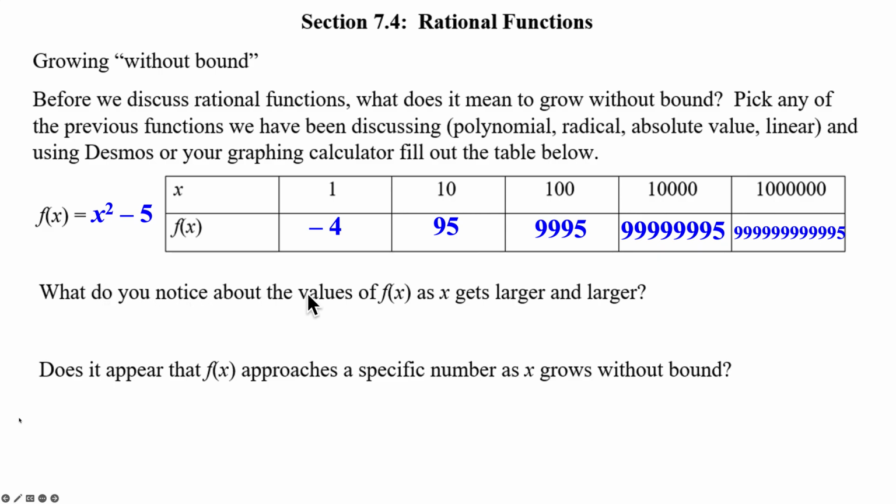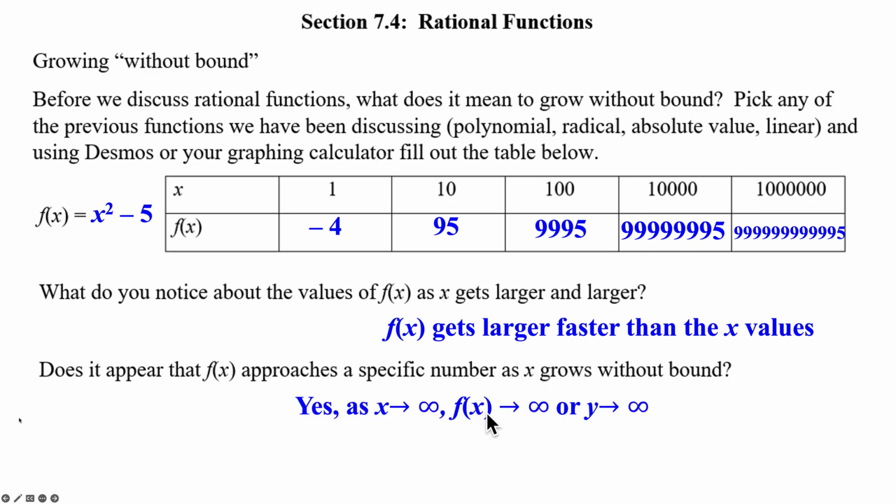So what do you notice about the values of f of x as x gets larger and larger? Well, at first, the y went small to negative, but then when we start putting in bigger x's, now when we're squaring that big number, we get even bigger numbers. So my f of x values are getting bigger faster than the x values are. So that definitely tells me that f of x is approaching infinity. As x gets larger without bound, so do your y's. They're heading off to positive infinity.